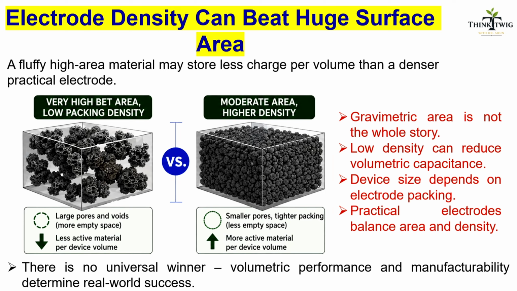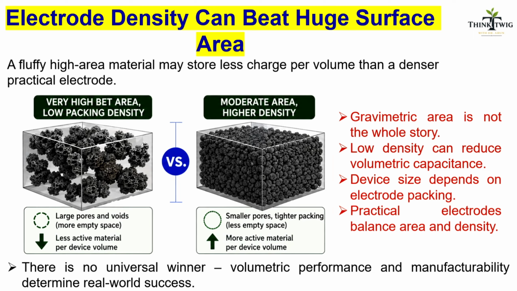This gives us a design balance. We need enough pores for ion movement. We need enough internal surface for charge storage. But we also need enough active material inside the available device volume. So high porosity alone is not enough. High density alone is also not enough. The electrode needs the right balance. Whenever you see an extremely high BET value, check a few more things: mass loading, electrode thickness, packing density, and volumetric capacitance. Without these values, the practical picture remains incomplete.